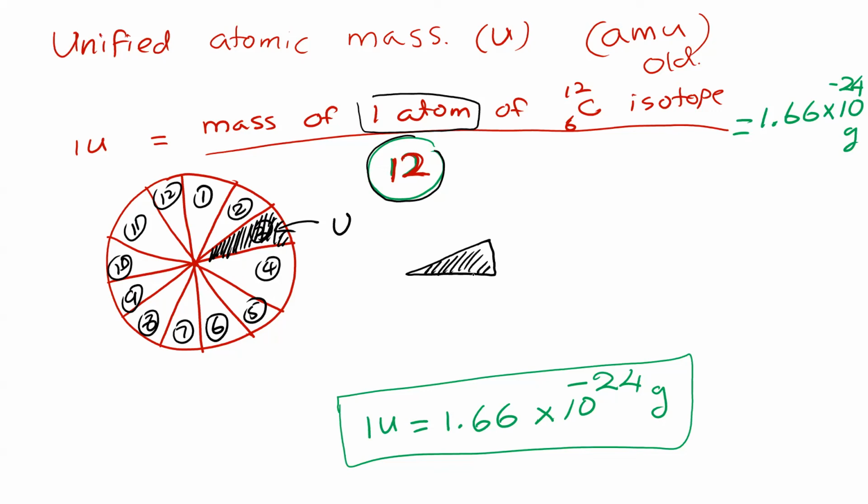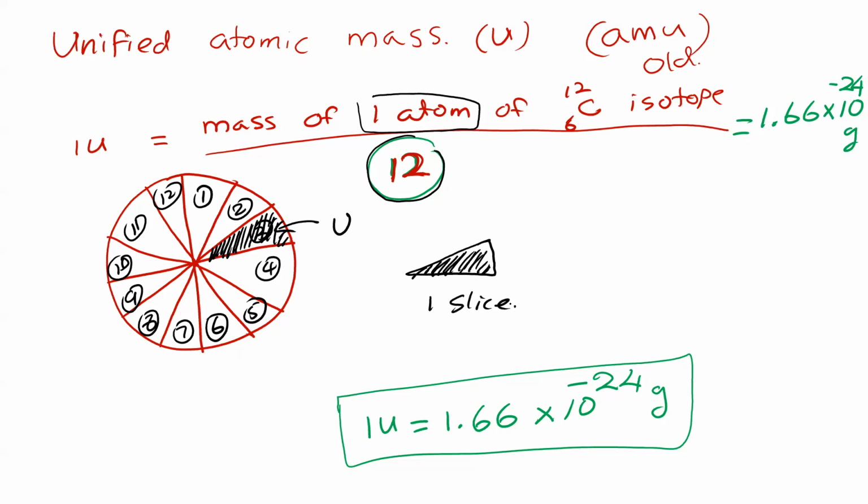It's like, think about a pizza. You have a large pizza, you divide it into 12 equal pieces, and you have this one slice. You can measure anything with respect to this slice. You can measure the weight of your book with respect to this slice.